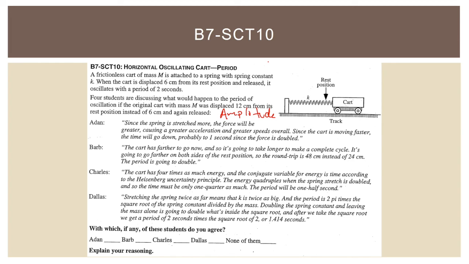It makes logical sense. Barb says the cart has farther to go now, and so it's going to take longer to make a complete cycle. It's going to go farther on both sides of the rest position, so the round trip is 48 centimeters instead of 24 centimeters. Period is going to double. Also reasonable. Charles says the cart has 4 times as much energy, and the conjugate variable for energy is time, according to Heisenberg's uncertainty principle.